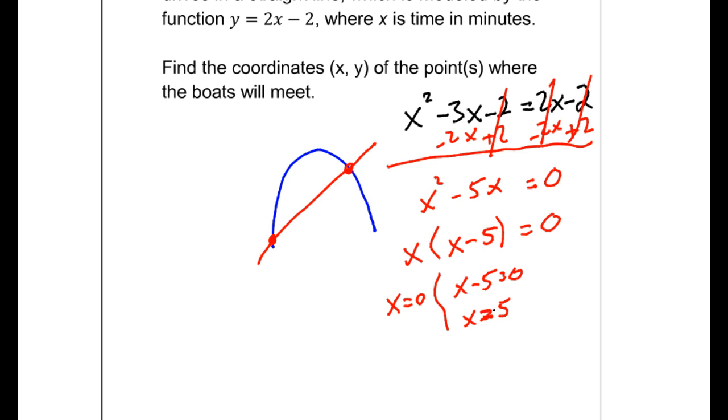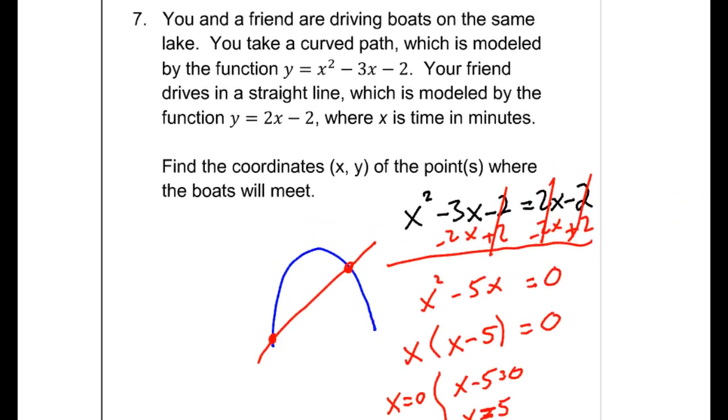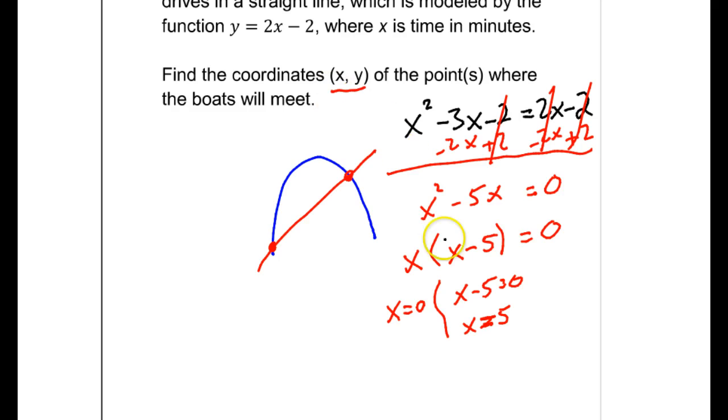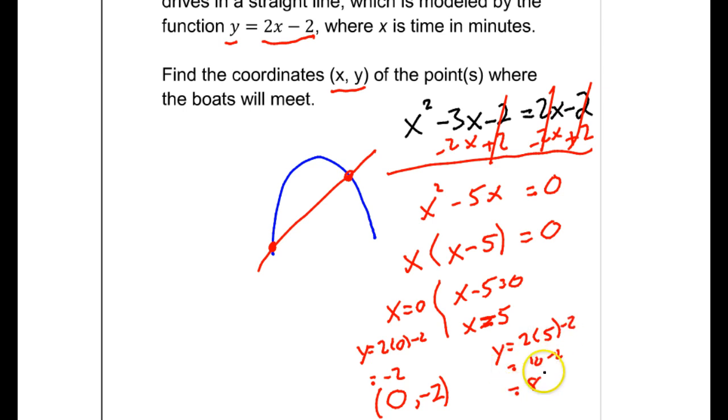So those are my 2 x values, but we need the actual x comma y points. So let's plug each of these into here to figure out what y equals. So if I plug in 0 into here, y is going to be 2 times 0 minus 2, which just equals negative 2. So my first coordinate is 0 comma negative 2. My second one is when I plug in 5, 2 times 5 minus 2, and we get 8. So we have 5 comma 8. So those are the 2 coordinates where these will intersect.